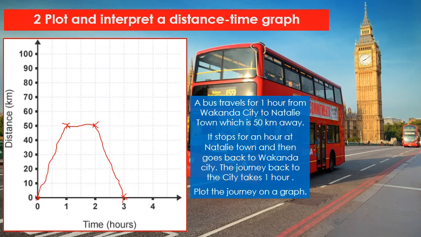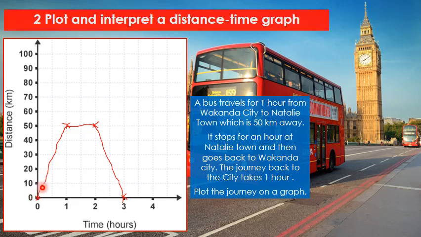So at this point, the bus is traveling at a constant speed because the gradient, if you calculate this, you get the average speed of the journey here, right? And then the bus is not moving, it's just stationary for 1 hour, and then it goes back to 0 or to Wakanda City in 1 hour on the other side of the graph. I'm sorry, I'm forgetting to put my laser pointer on, so let me just do that over again.